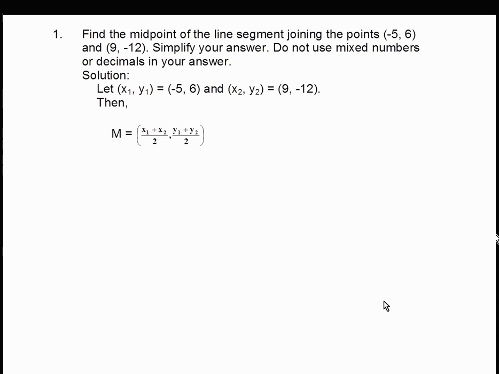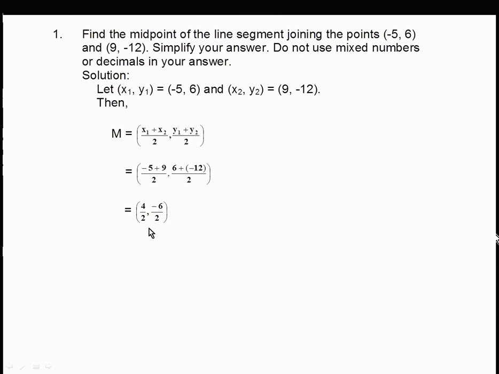You can remember our midpoint formula. Add the x's, divide by 2. Add the y's, divide by 2. So I'm going to have -5 plus 9 over 2, comma, 6 plus -12 over 2. Now let's do the arithmetic. -5 plus 9 is 4. 6 plus -12 is -6. And 4 over 2 is 2. -6 over 2 is -3. So your midpoint is 2, -3.